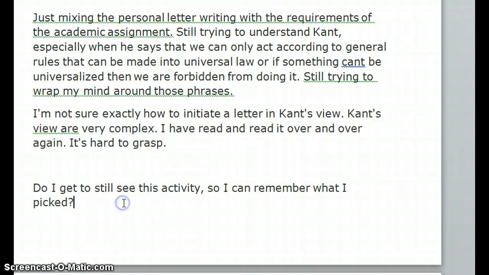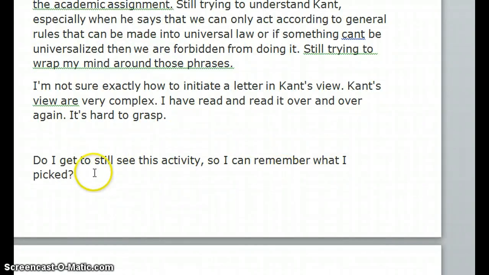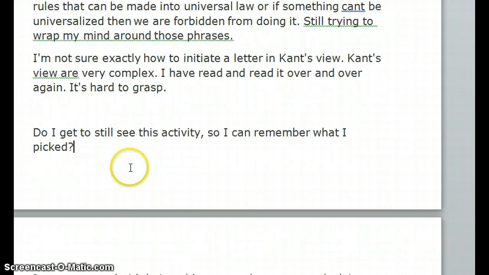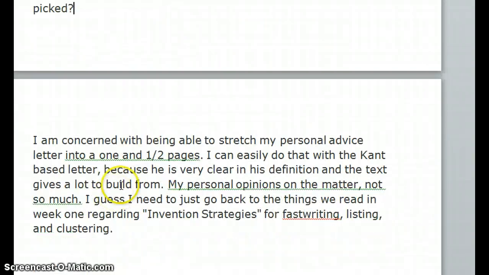Okay, this person says, do I still get to see this activity so that I can remember what I picked? Absolutely. Sometimes the activities go away just because Eric and I only release them for a certain amount of time. If you ever want to see an activity that we've made invisible or hidden, just email us and we can easily open those activities up again so that you can look back at what you wrote.